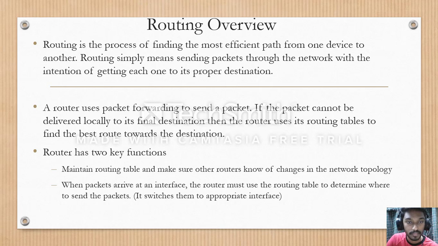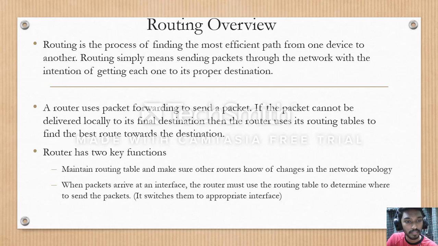A router uses packet forwarding to send a packet. If the packet cannot be delivered locally to its final destination, then the router uses its routing table to find the best routes towards the destination.